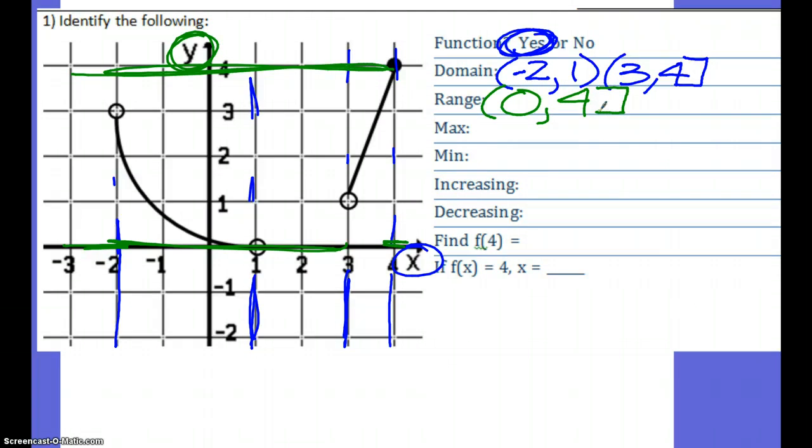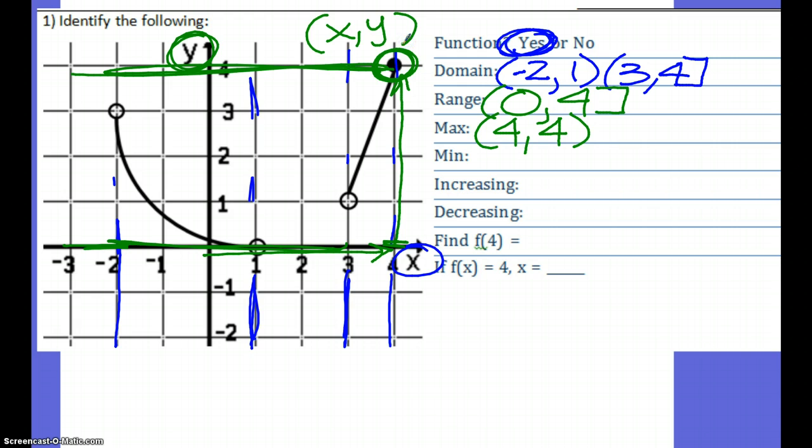Maximum is the highest spot on the graph, and here the maximum is, we do have one, it would be over 4, up 4. So our maximum is 4, 4. It's just naming it as an ordered pair, x, y. For our minimum, if you look at our graph, it looks like it's at this point here, 1, 0. However, that is not an actual point. The graph gets closer and closer to that point, but that is not an actual point. So for the minimum, we're going to say it's not defined.